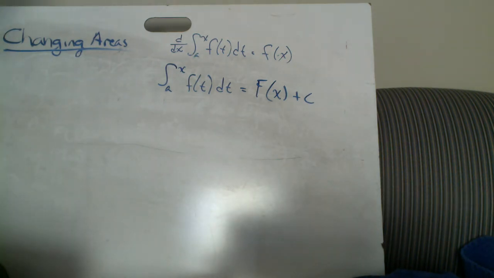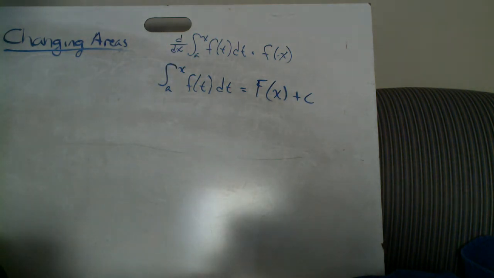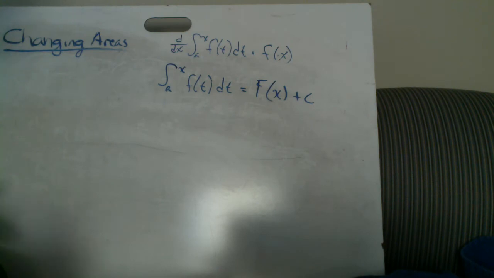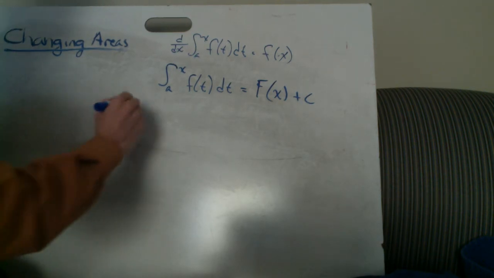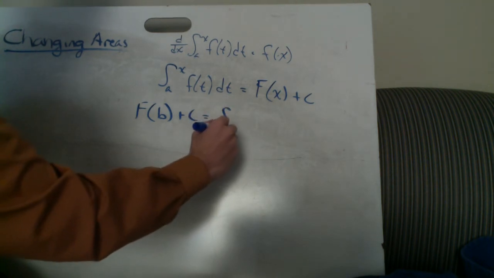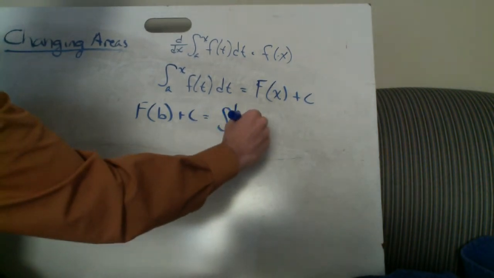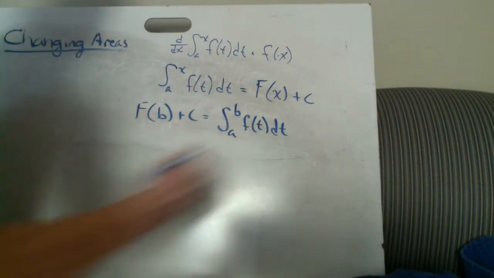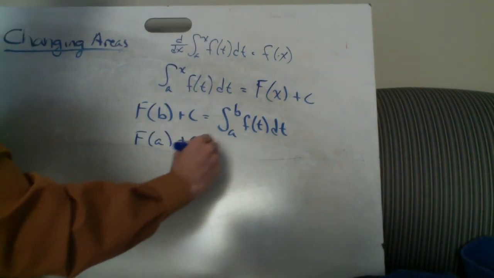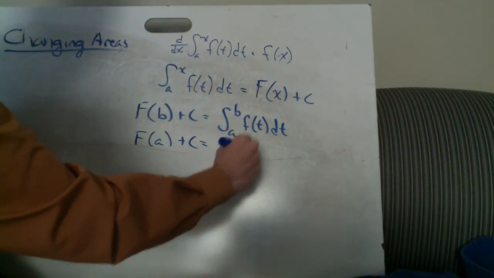Now, you might have been thinking this whole time, this is really dumb. Why do I want to change where the area ends? Maybe instead you don't. Maybe you just want to go from a to b. Because usually, if we're dealing with finding an area, we're finding the area of something that already exists, something that is bounded. So notice that f of b plus c has to be the integral from a to b of f of t dt. f of a plus c has to be the integral from a to a of f of t dt.